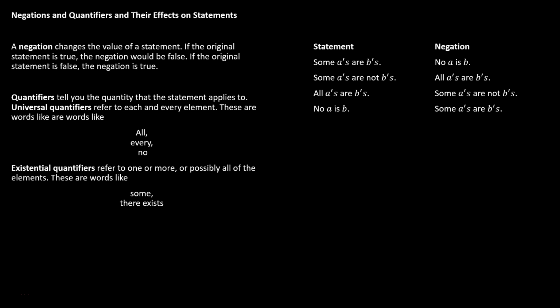Quantifiers tell you the quantity that a statement applies to. We have two specific types of quantifiers. Universal quantifiers, which tell you that the statement applies to each and every element. These are words like all, every, or none, or no. Or we have existential quantifiers. These quantifiers refer to one, maybe two, maybe three, maybe all of the elements, but not necessarily all of them, just a possibility of all of them. And these are words like some or there exists.